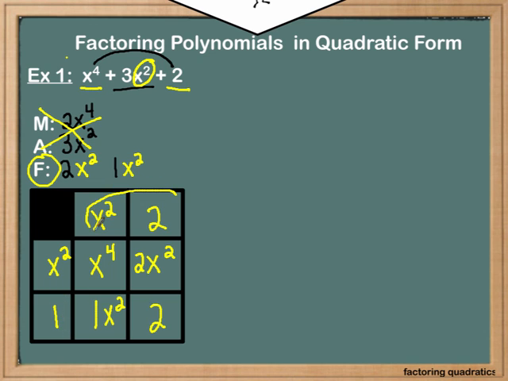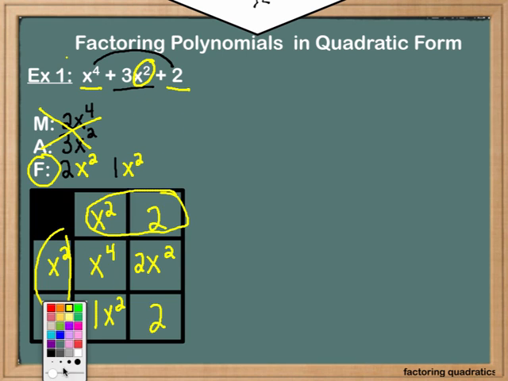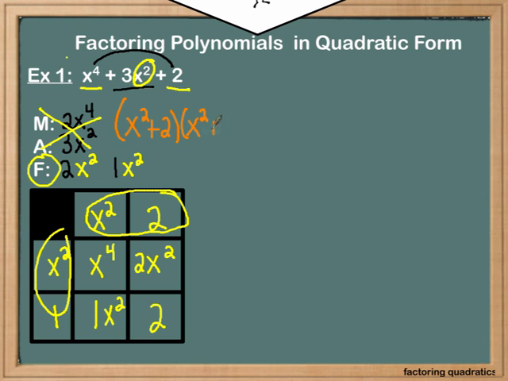So our answer turns out to be these terms we have on the side, which means the final solution is x squared plus 2 times x squared plus 1. Now we should always check to make sure we can't factor any further.